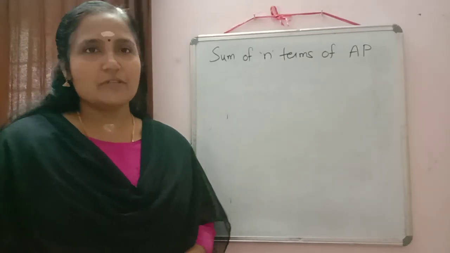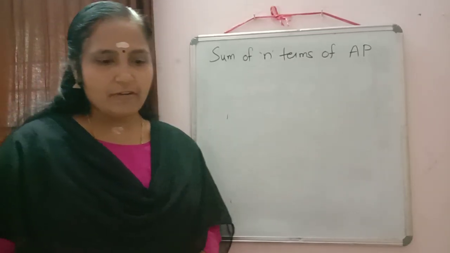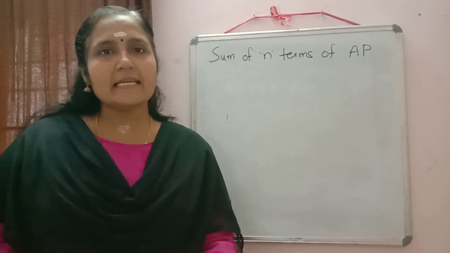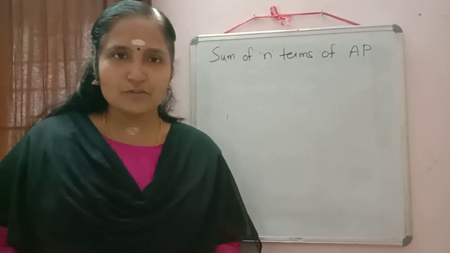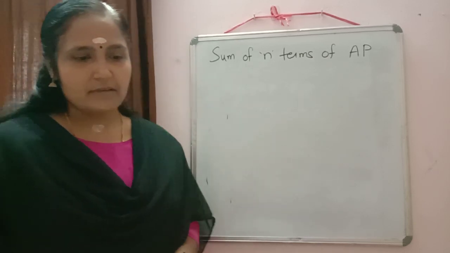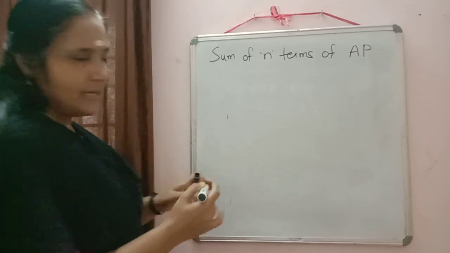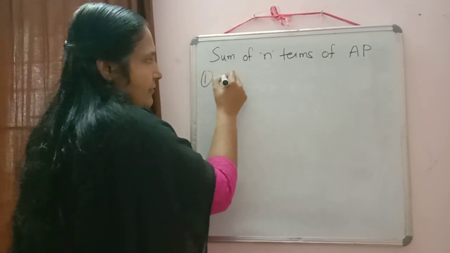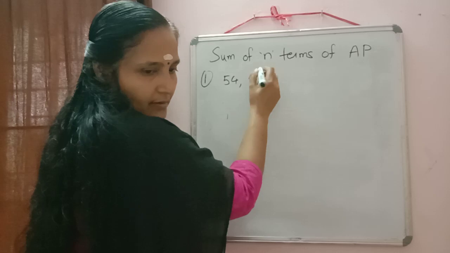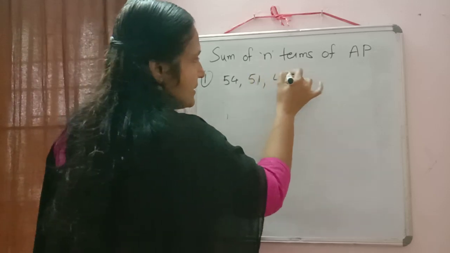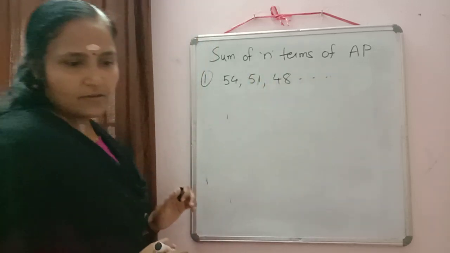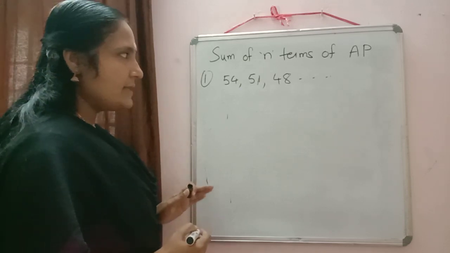Moving on to some more questions related to the sum of n terms of an AP. I already sent the questions to you, so you can go through them. First question: how many terms of the AP 54, 51, 48, etc. must be taken to give a sum of 513?